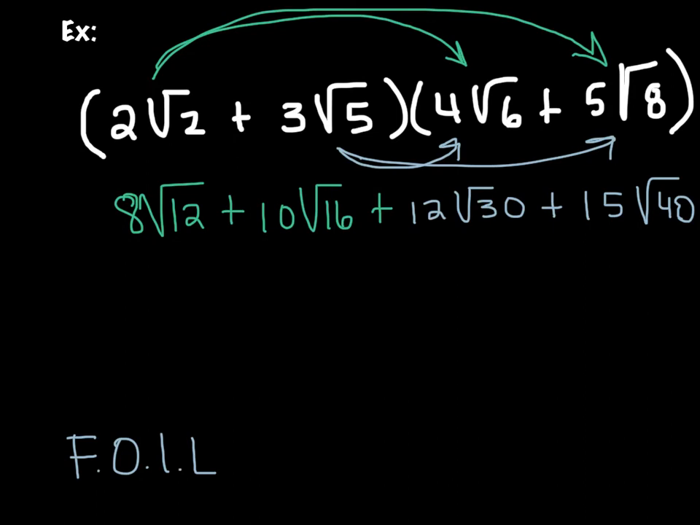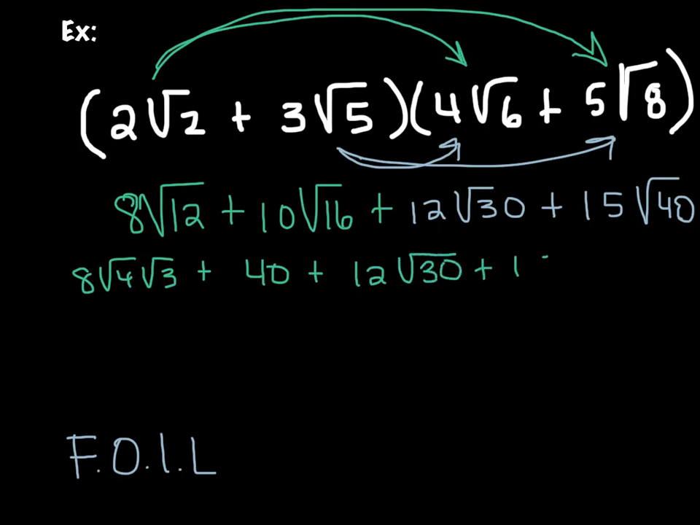So 12 I can break up into 4 and 3. 16, the square root of 16 is just 4, and 4 times 10 would be 40. Plus 12 radical 30. 30 can't be simplified even though it has a lot of factors. None of them are perfect squares. And then 40 can be broken up into 4 and 10. So here the square root of 4 is 2. 2 times 8 is 16.